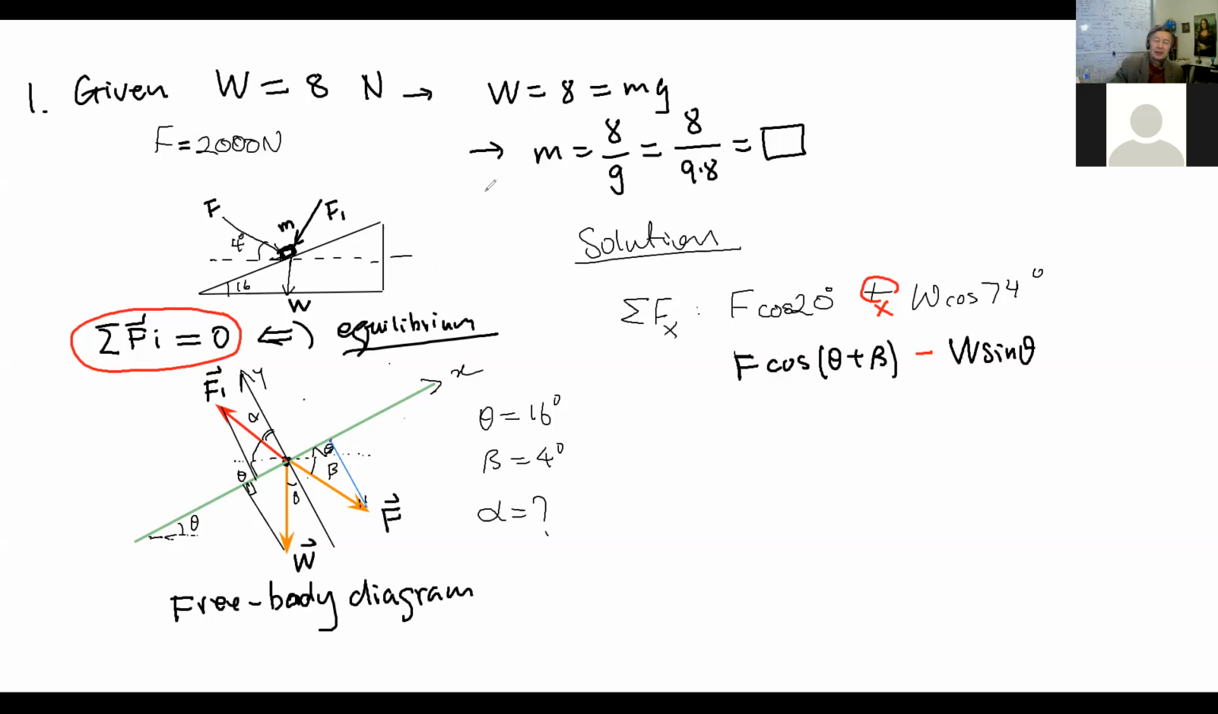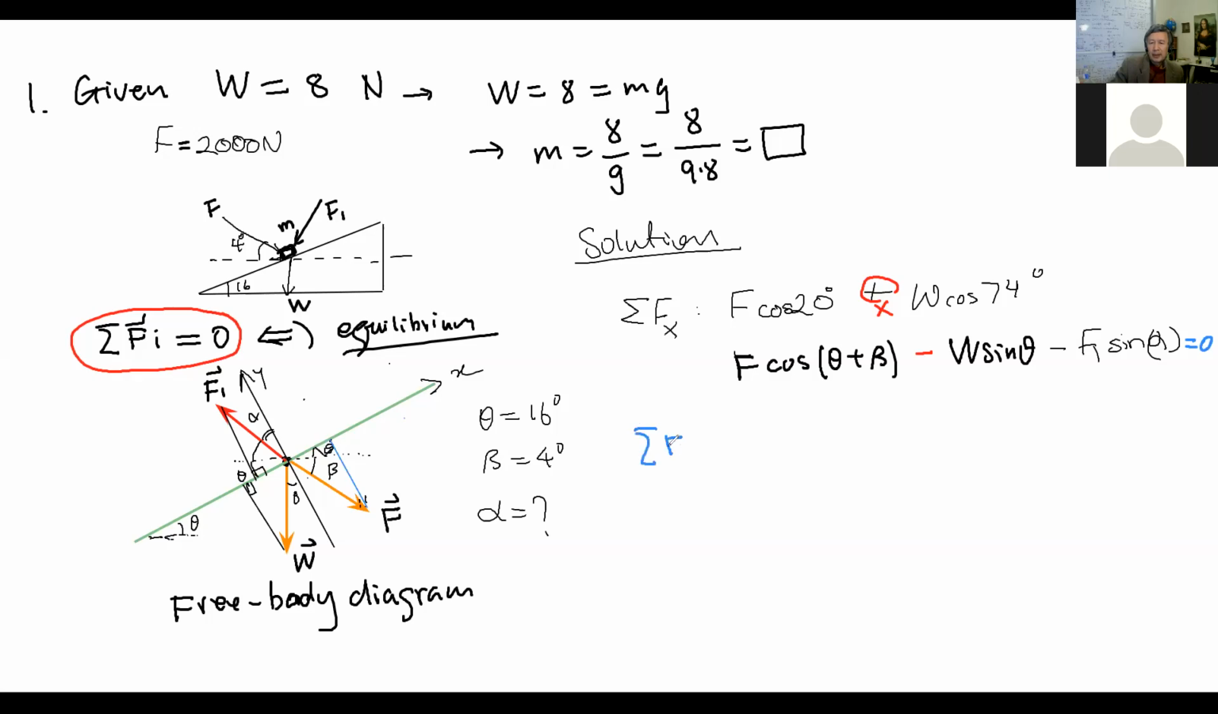So how about the third term? The x component is negative f1 sine alpha. Exactly. I'll just write it. And this must equal to 0. Do you agree? This is the first equation, so it's equation 1.